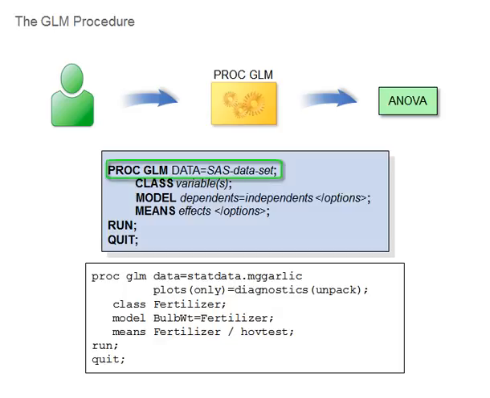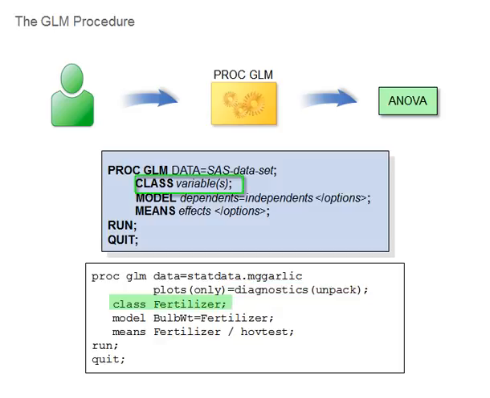In the PROC GLM statement, you specify your SAS dataset mg_garlic. You add the plots equals option and specify only to suppress the default plots in PROC GLM. You request diagnostics plots and specify unpack. This means that SAS puts each plot on a separate page. Otherwise, you will see all of the plots in a grid or panel display.